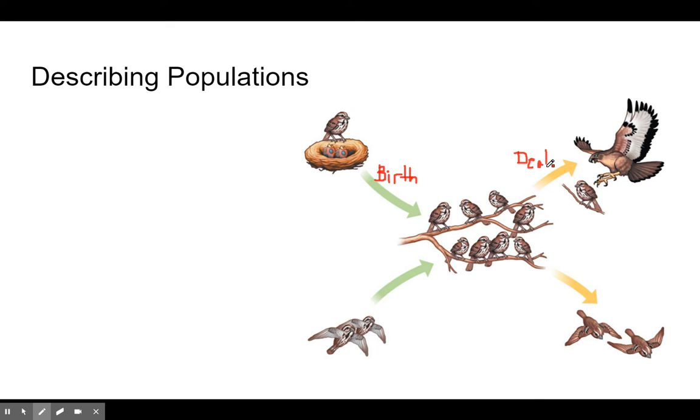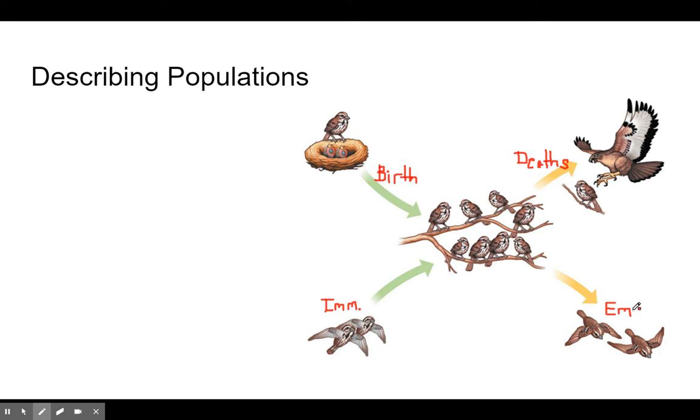The bottom two arrows, again, sorry for the super messy handwriting here, represent members of a different population that fly in and join these birds here, or that fly out. So this represents immigration and emigration, which is the opposite of that. So immigration is new individuals moving in, and I'm just going to abbreviate that. And emigration is individuals moving out.